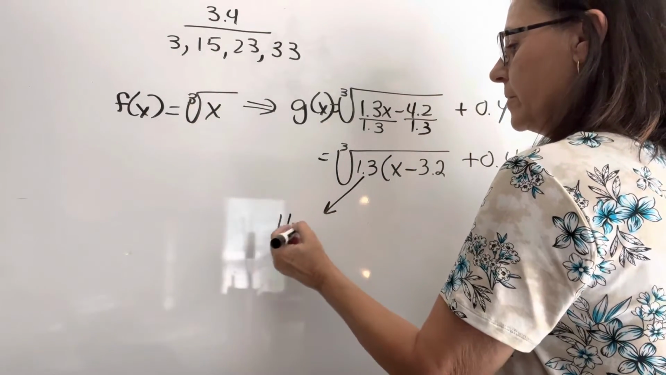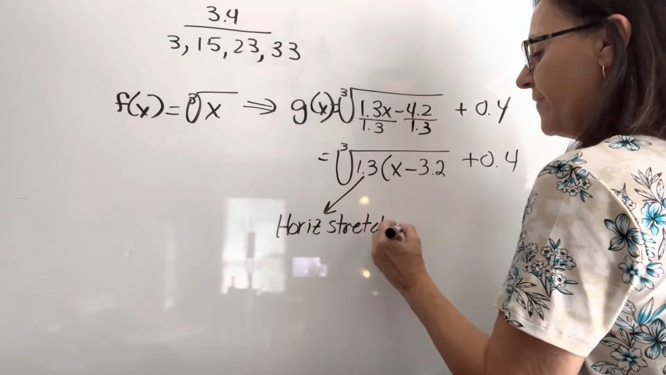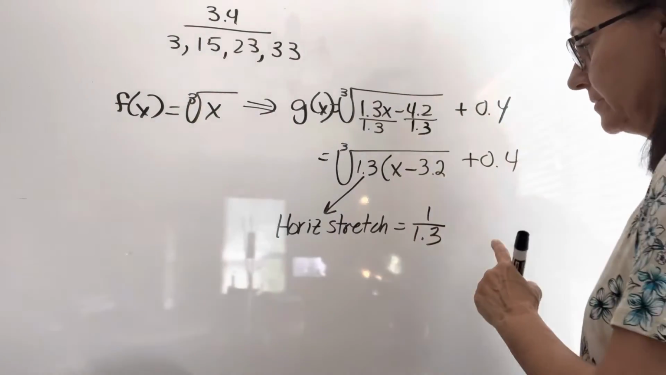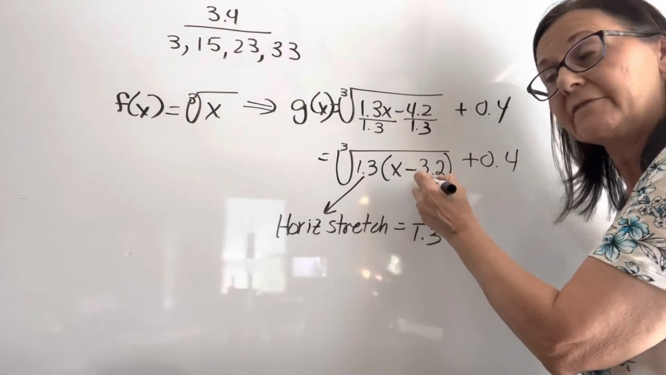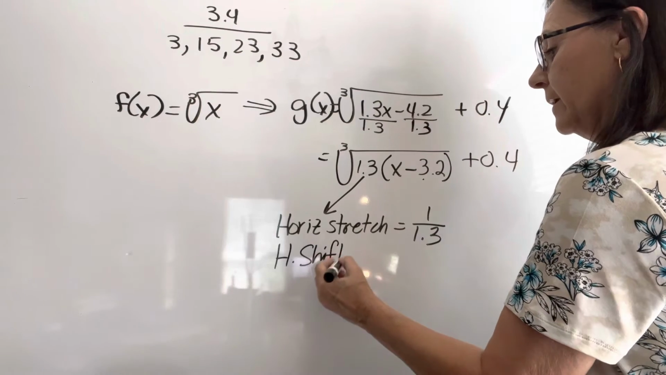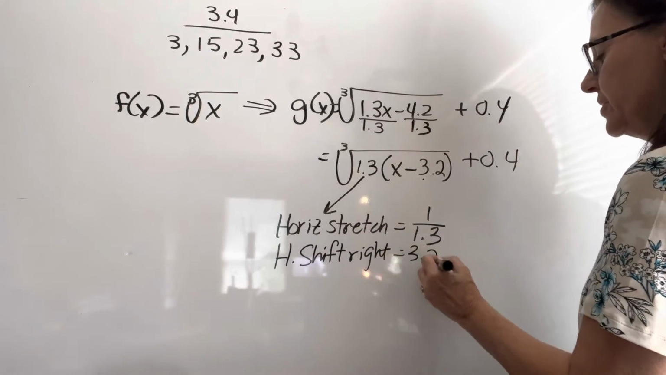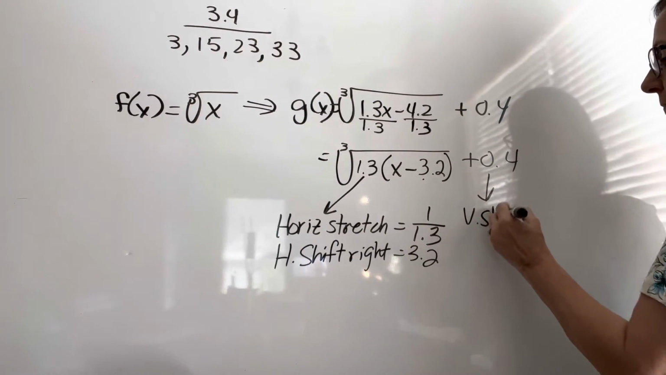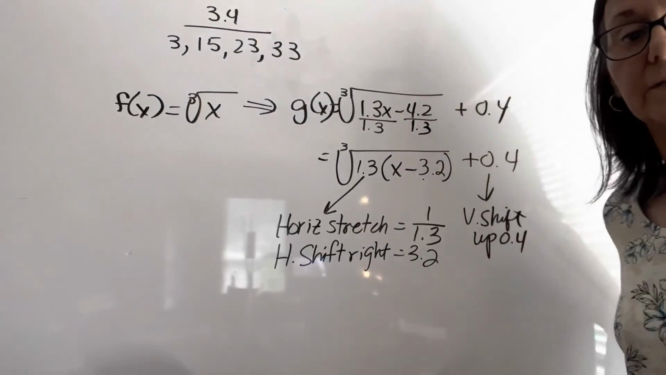All right. So this is a horizontal stretch, but its factor is 1 over that number. Forgot to close this. This is a horizontal shift, and because it's negative, it's going to be right. So that's going to be a horizontal shift right by 3.2. This is a vertical shift. That's a vertical shift because it's positive. It's going up by 0.4.